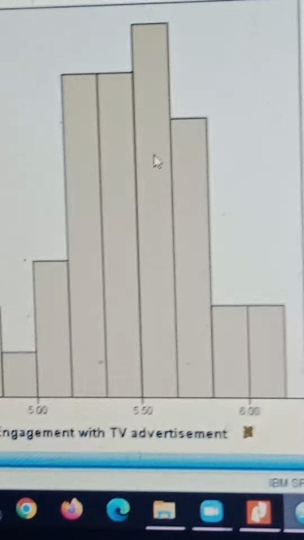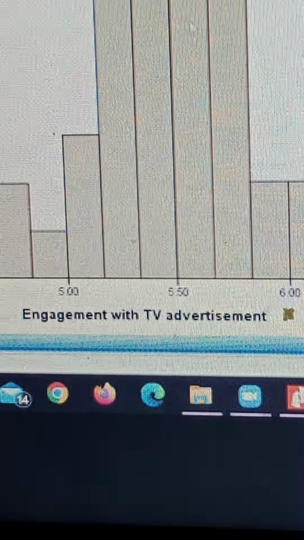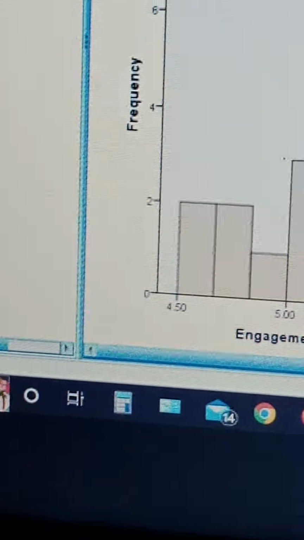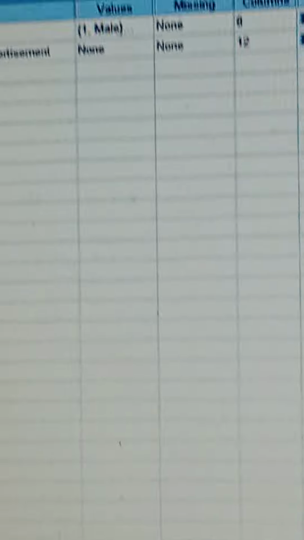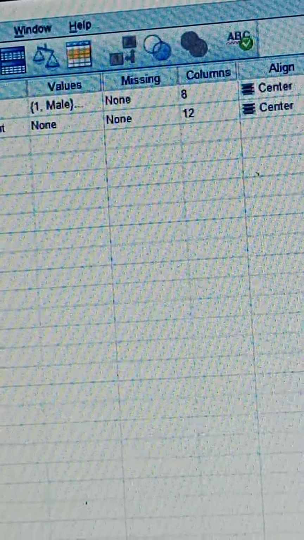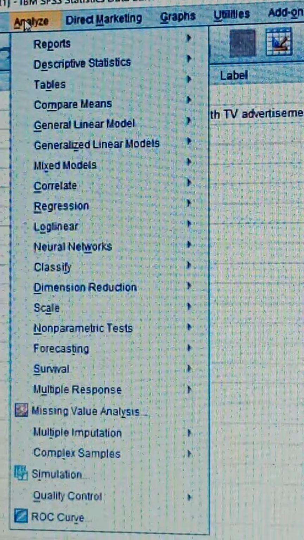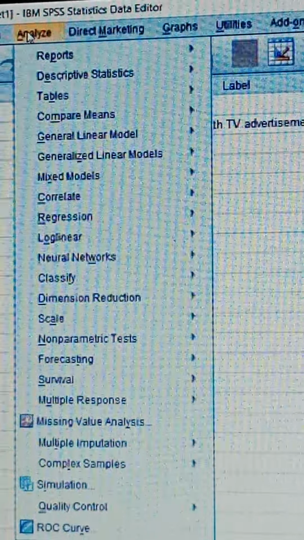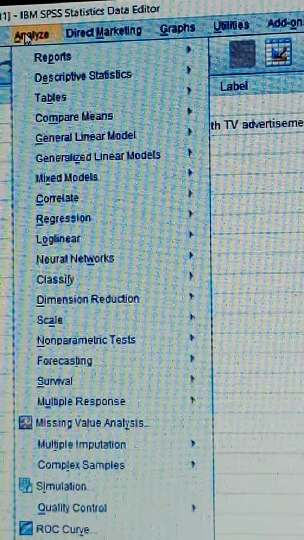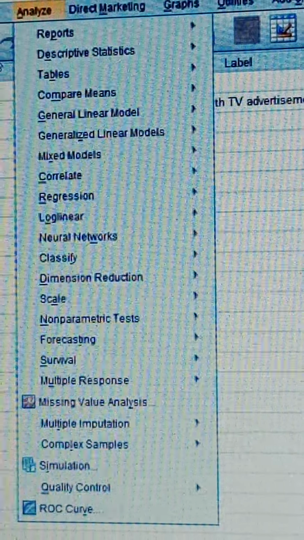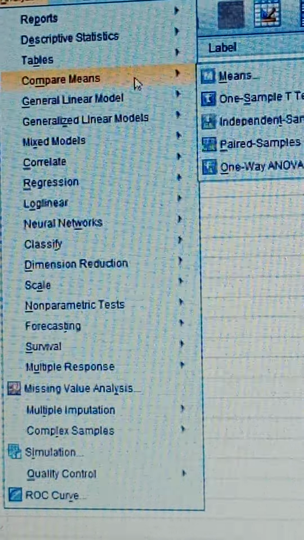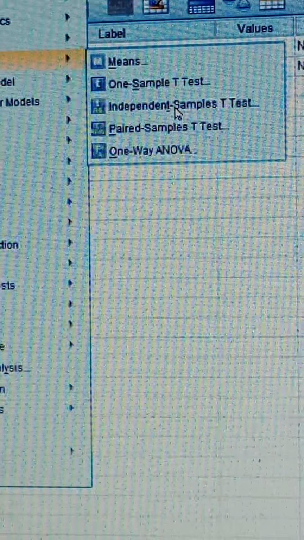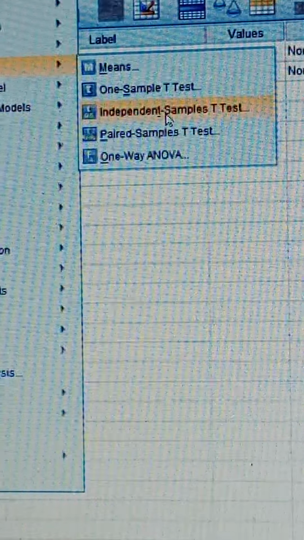Now, the last assumption is the homogeneity of variance test. How are we going to find out the homogeneity of variance? So this is how we do it. In analyze, when we try to test the independent samples t-test, from there we can already click on the homogeneity of variance test. We select compare means, and then we select the independent samples t-test. So click.